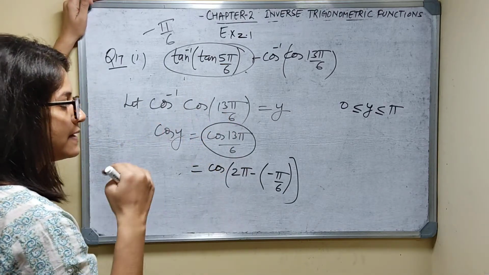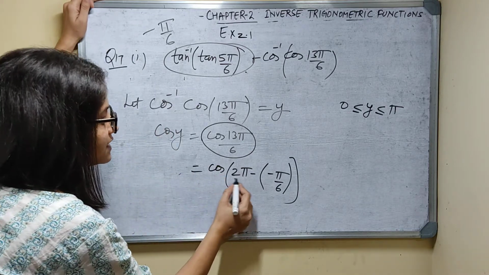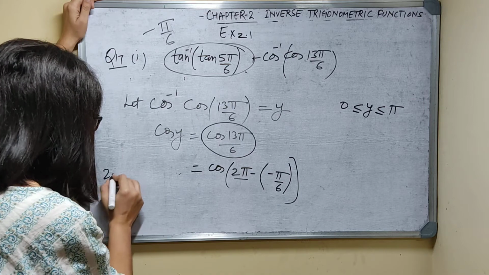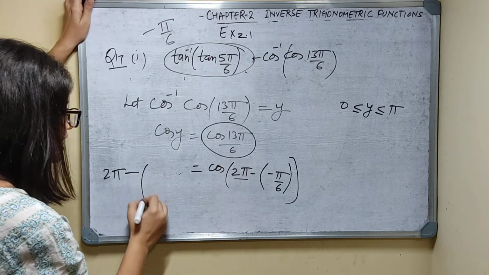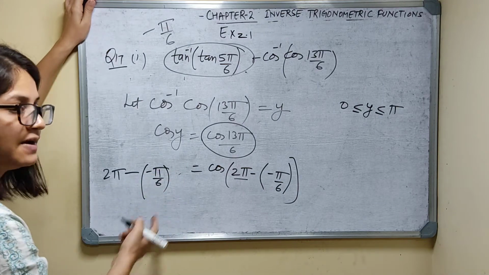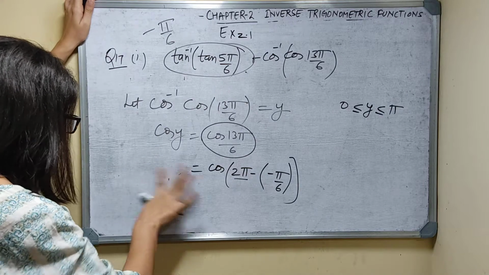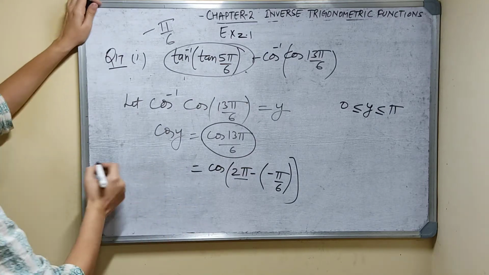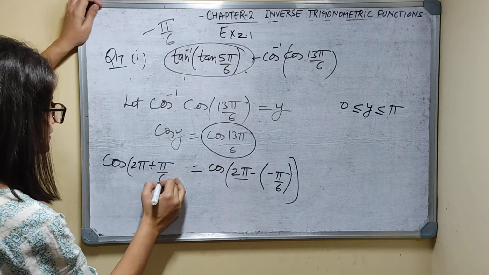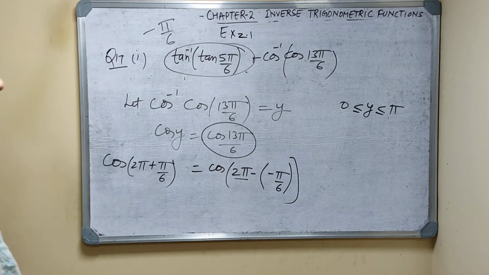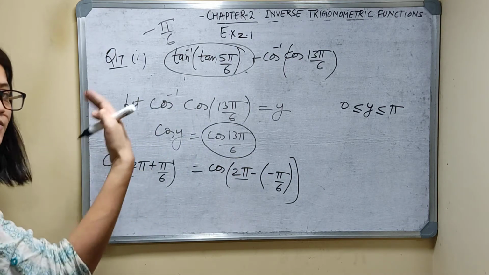So cos 13 pi by 6, I will write cos 360 minus theta. Cos 360 means 2 pi. So if I write 2 pi minus theta, theta will be minus pi by 6. If I write positive values, let's say I am writing cos 2 pi plus pi by 6, I know it is in the first quadrant. Cos 2 pi plus pi by 6 means 360 plus theta. It is in the first quadrant.